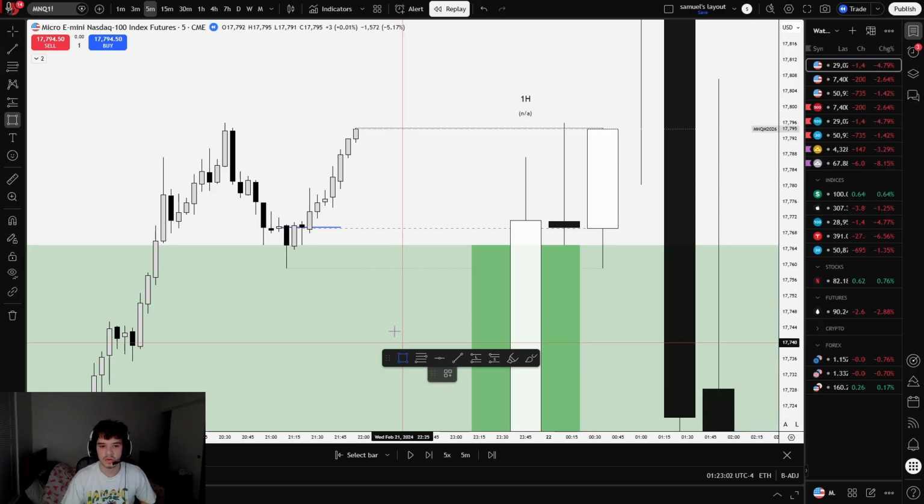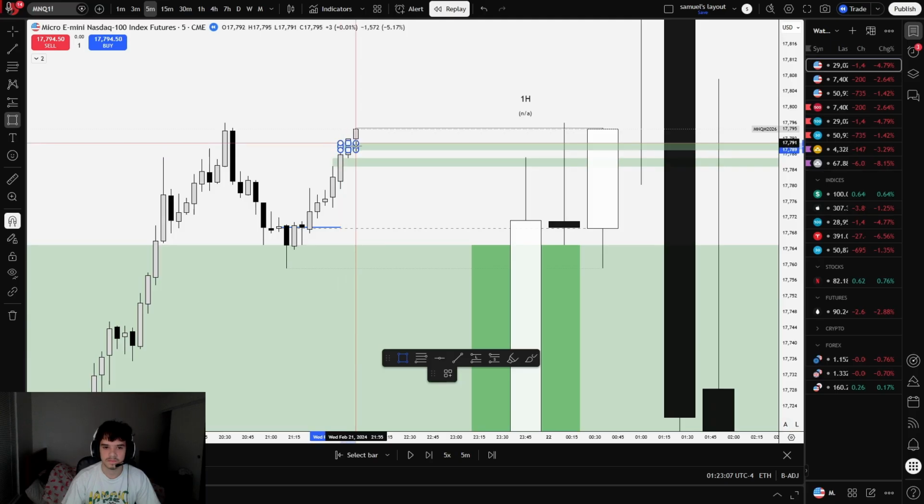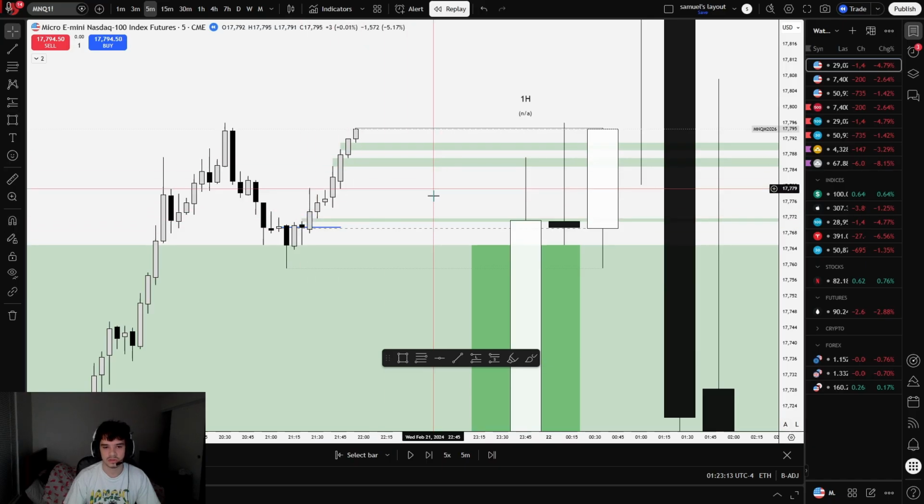So we establish our points of interest, fair value gaps in this case. You can also use a previous consolidation to manipulate the low of the consolidation to then trade higher.